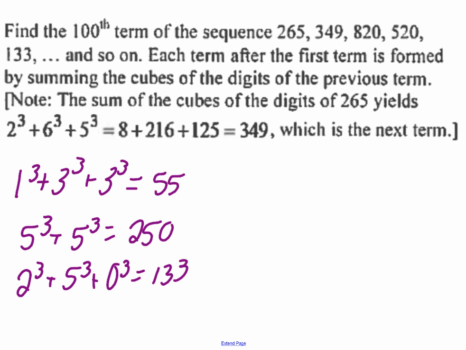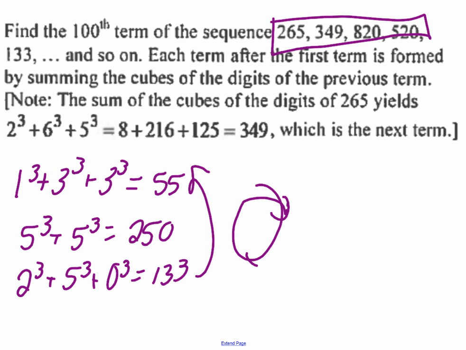What I'm going to then see is, hey, I got 133. Oh, I go back to here. And then this is just going to become a repetitive circle that keeps moving on. So what you notice is it goes 265, 349, 825, 20, 133. And then it goes 55, 250, 133, 55, 250, 133, and it keeps repeating. So basically, there's 4 here that aren't part of the pattern.